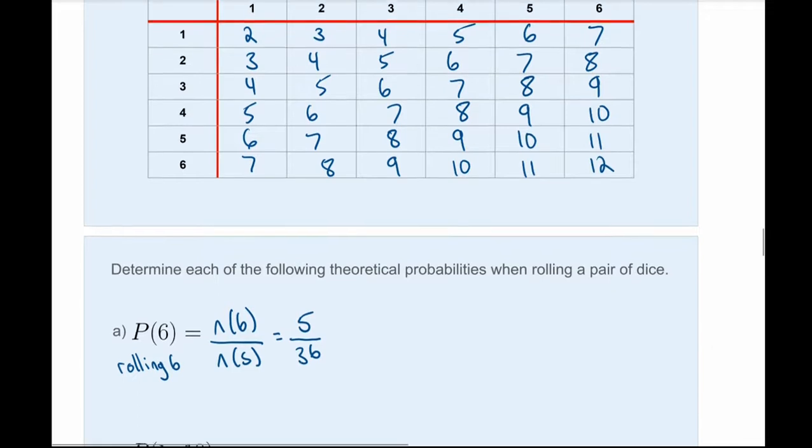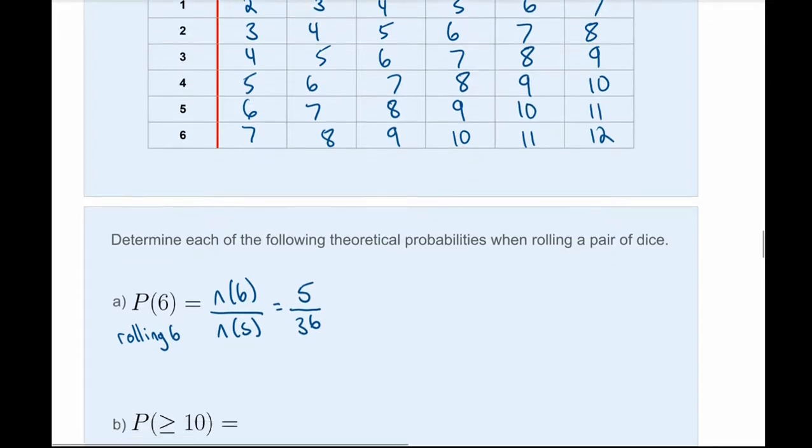So here, the probability of rolling a 6 is 5 over 36. We can't reduce that, but we can turn it into a decimal of 0.138, which we can then turn into a percent, which is 13.8%. So again, the format is still the same, even though we're looking at theoretical probability instead of experimental.